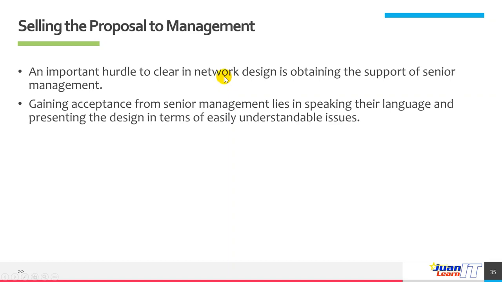So gaining acceptance from the senior management lies in speaking their language and presenting the design in terms easily understandable. One tip is that when you are selling your proposal to the management, you have to use layman's terms, terms that are used on their level. If you're presenting on a business level, use terms like how will the organization benefit from it? What are the return on investments? What are the impacts of this proposal to the production or to the income of the organization? That's how you present it to them.